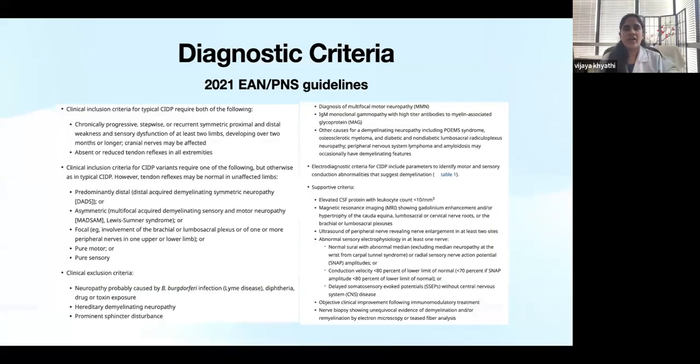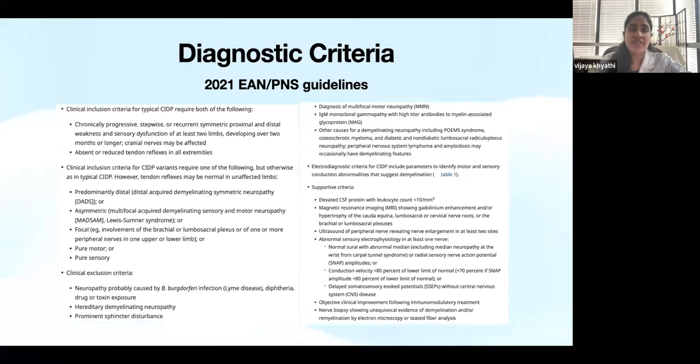The diagnostic criteria: the European Neurological Association and Peripheral Nerve Society made a diagnostic criteria for patients to be diagnosed with CIDP. The clinical inclusion criteria are symmetrical proximal and distal weakness in at least 2 limbs developing over 2 months or longer, and cranial nerves may be affected. Absent or reduced tendon reflexes in all extremities.